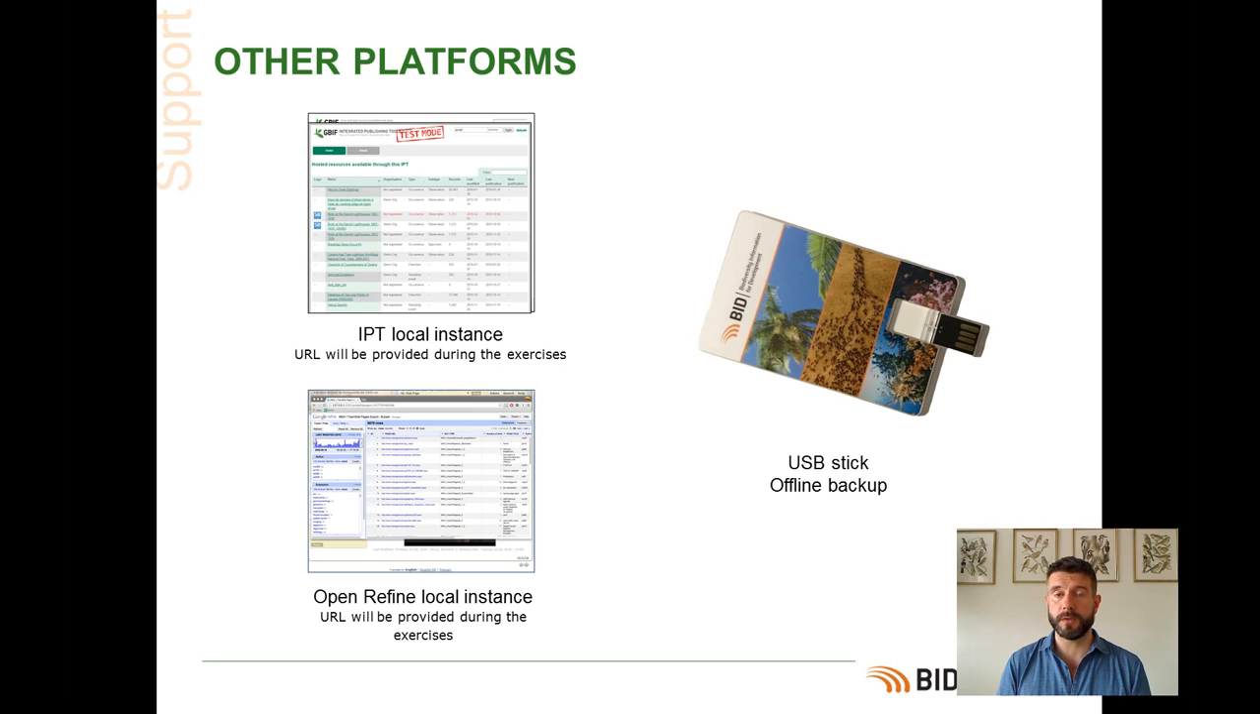We will also use two types of servers to help us during the practical exercises. There will be installations of the Integrated Publishing Toolkit, the software tool that GBIF has developed to facilitate publishing through its network. But we will also use OpenRefine as a piece of software for the data cleaning and data transformation parts, and there will also be instances of this tool available for you. All the information associated to the workshop is also available as an offline version, which can be loaded into a USB stick. So you're welcome to contact us if you want to have access to this option.